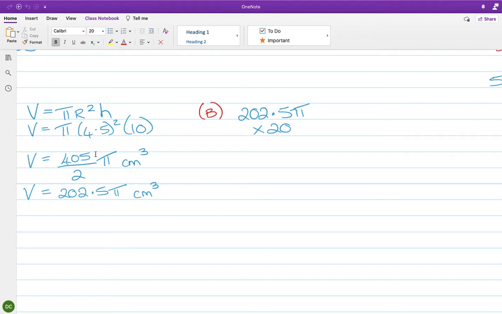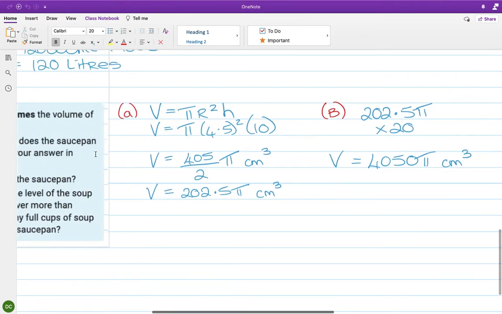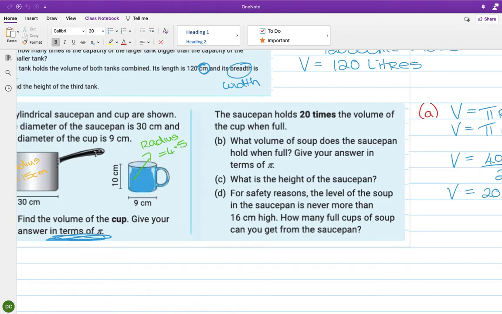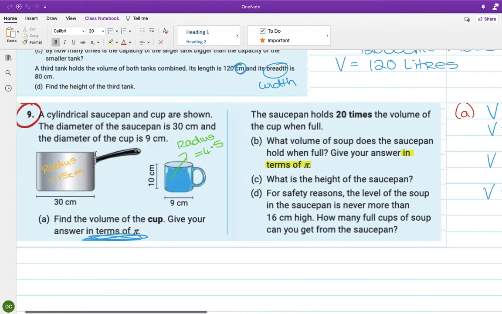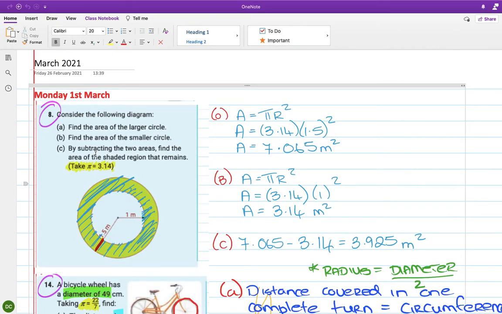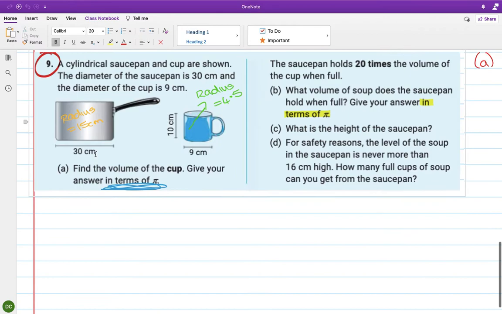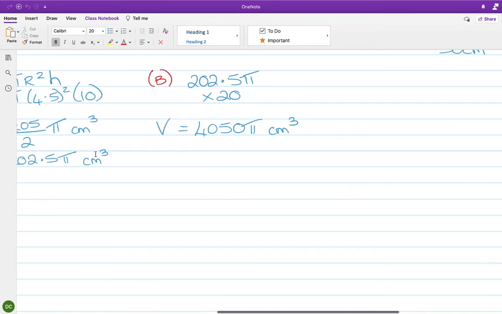Now. So I am getting that the saucepan has a capacity of 4050 pi centimeters cubed. And yep, they also want it in terms of pi. So leave the pi. Okay, so what is the height of the saucepan? All right, so the saucepan's a cylinder.